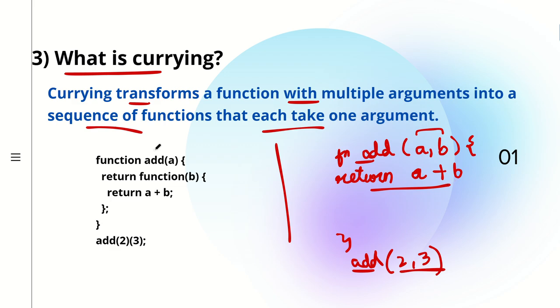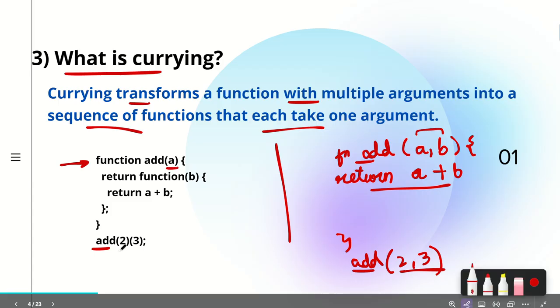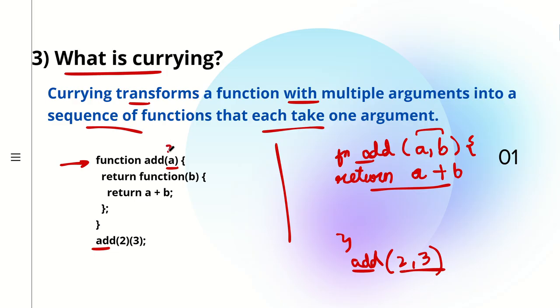But if we want to make use of the currying technique, it is the same functionality. First we have one function, and then it is returning some value. So let us see how it is happening. We call add, and this function accepts some value which we will be passing. Here we are passing 2, so a becomes 2.